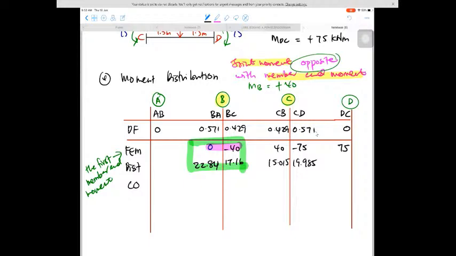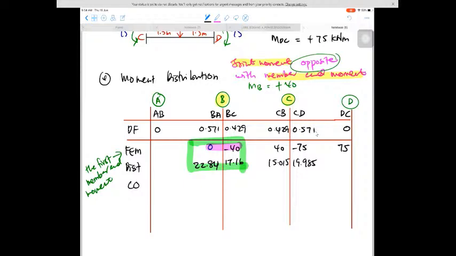For checking, the values that I have highlighted in the green box are the total moment at the joint after we distribute. To remain in equilibrium, the total value of these four values must equal 0. So it is 0 minus 40 plus 22.84 plus 17.16 equal to 0. Okay, I repeat again.